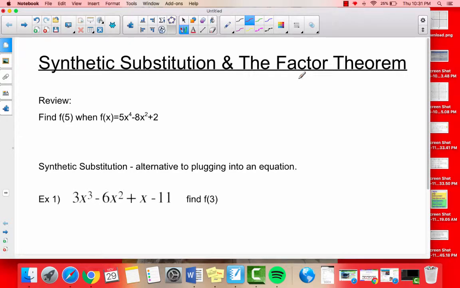Hi guys, today we are going to be working on synthetic substitution and the factor theorem.